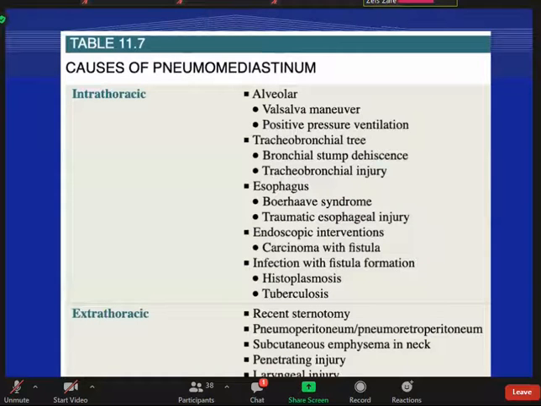Next, pneumomediastinum. Here are the various intrathoracic and extrathoracic causes of pneumomediastinum, including positive pressure ventilation, esophageal injuries, infections with fistula formation, surgeries, and others.